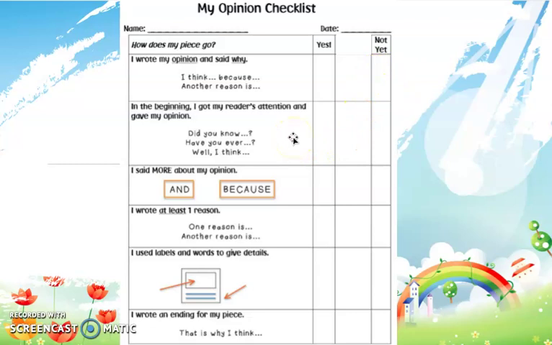Number 2. In the beginning, I got my reader's attention and I gave my opinion. So for a good opinion writing, we could start with a question sentence to catch the reader's attention. 我们呢可以以一个问句作为观点写作的开头，这样子呢可以引起一些读者的注意。那 if you think you have it, you check yes. If you think you're not, you check not yet.